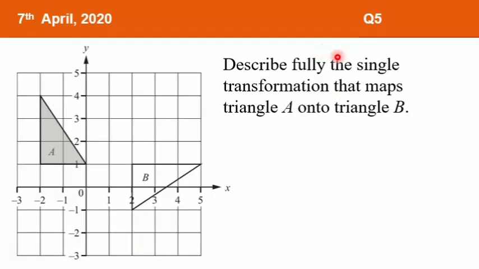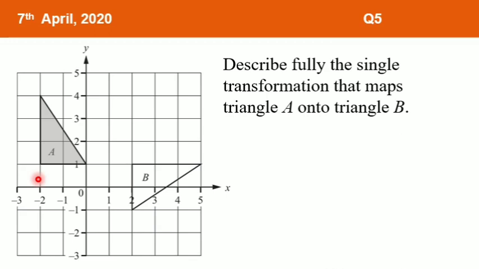Question 5. Describe fully the single transformation that maps triangle A onto triangle B. Before we answer this question, let us revise what we have learned in transformation. There are 4 types of transformation. Do you still remember what they are? There are reflection, rotation, translation, and also enlargement.